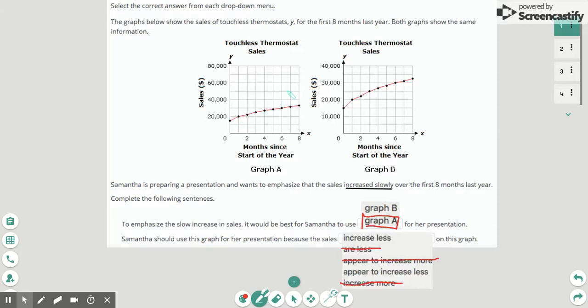Now this is the same type of graph. It's just that they're using different numbers, 20,000, 40,000. It's going by different numbers. But in reality, it's modeling the same situation. So it's not necessarily that in graph A it's increasing less. It just appears to increase less because of the numbers they selected. So the answer for this one would be appear to increase less. Okay, so let's move on to the next one.